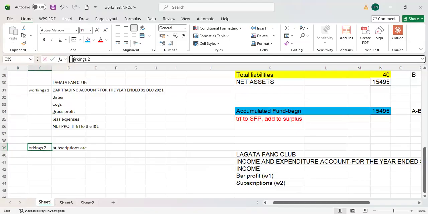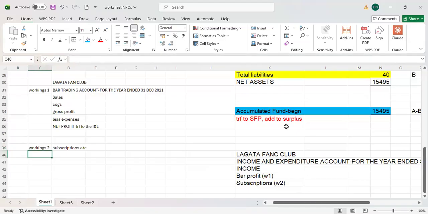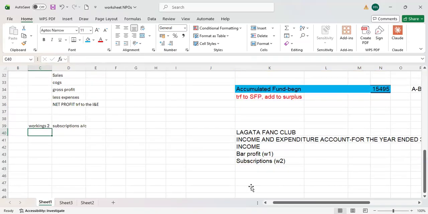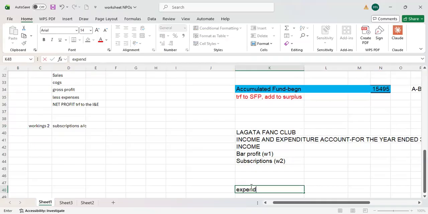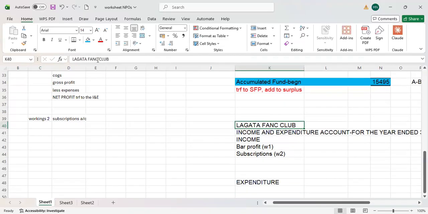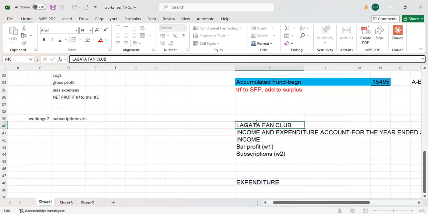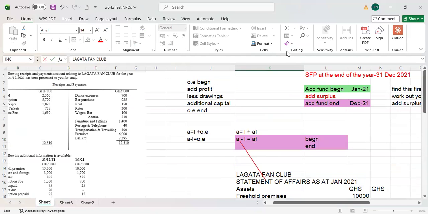And then you make progress. Okay, if there are other income, you check that out, and then you go to your expenditure. Okay, so it's important that you open these pages as you work, you post them in. Okay, all right, more practice and you will be fine. All the best.